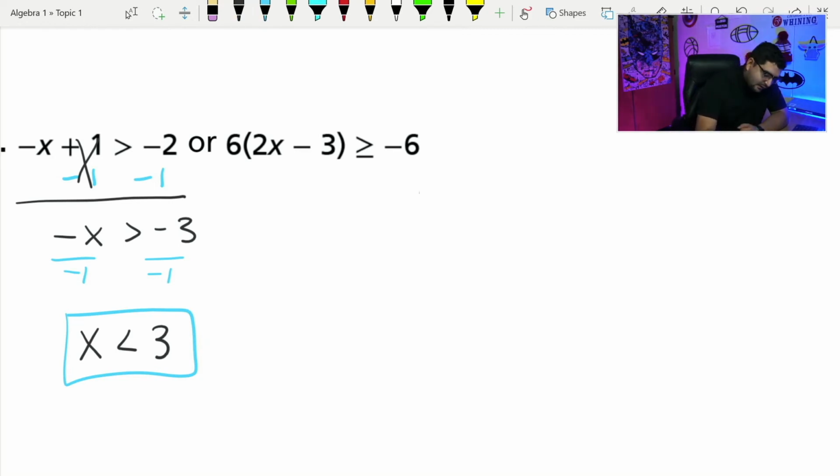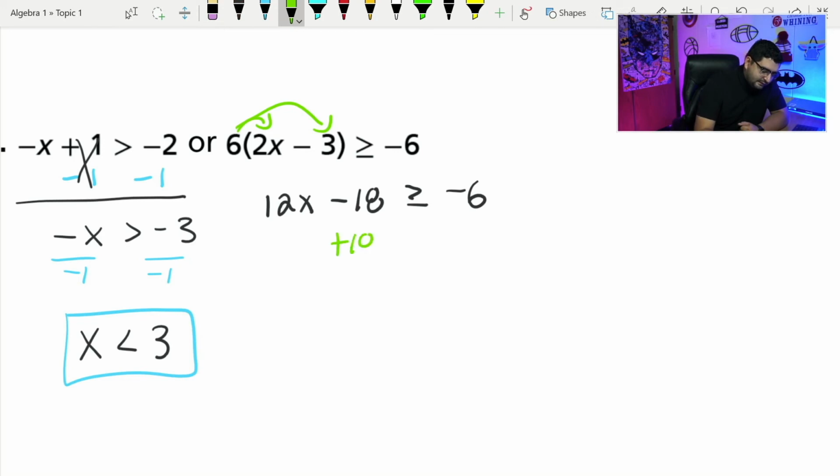So here I get 6. I must distribute the 6. I have 6 times 2x minus 3 is greater than or equal to negative 6. So I'm going to go ahead and distribute and multiply the 6 out. That'll leave me with 12x minus 18, because 6 times 2 is 12, 6 times negative 3 is negative 18, all that greater than or equal to negative 6.